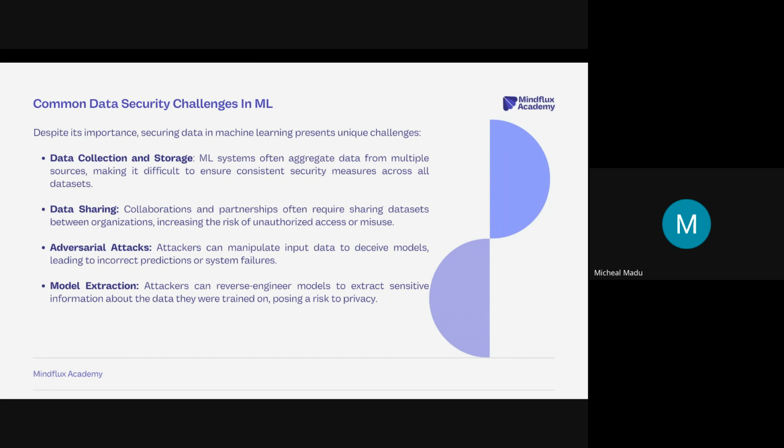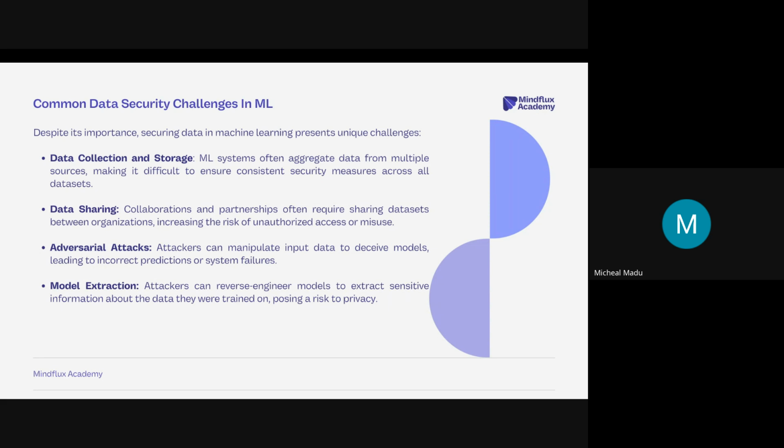Number three is adversarial attacks. Attackers can manipulate input data to deceive models, leading to incorrect predictions or system failures. Now, this one is actually very key. So, for instance, I'm using an AI model.